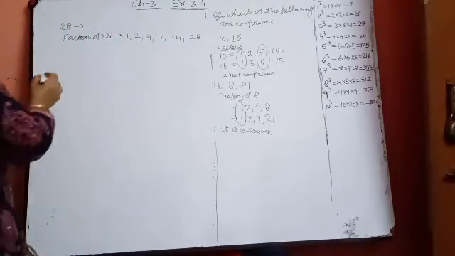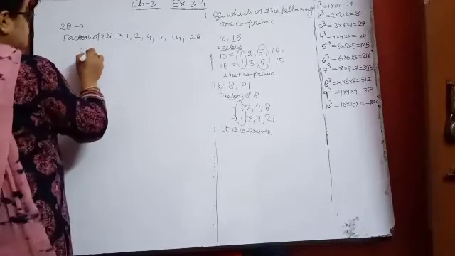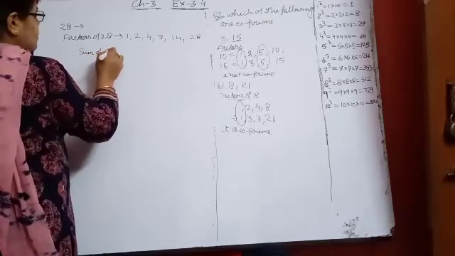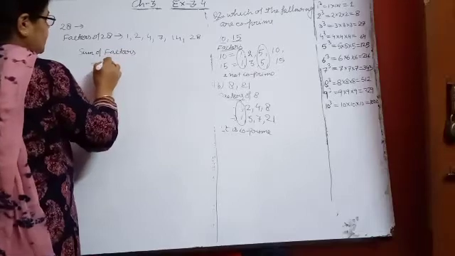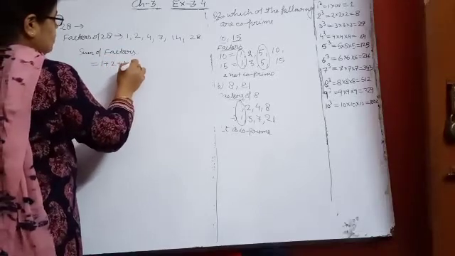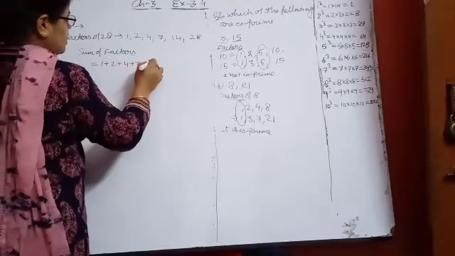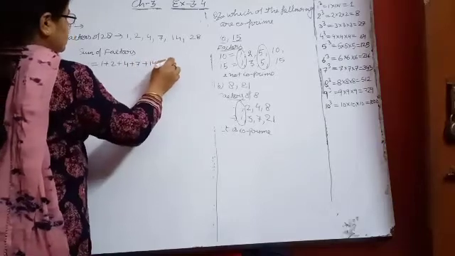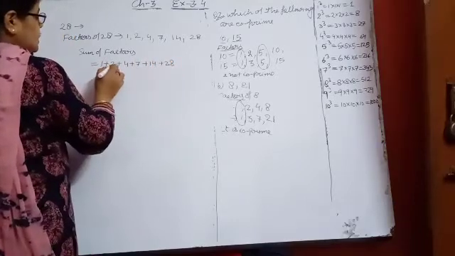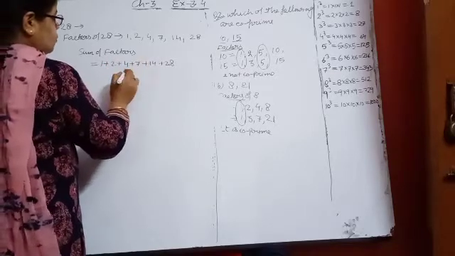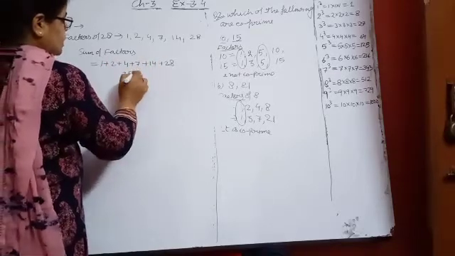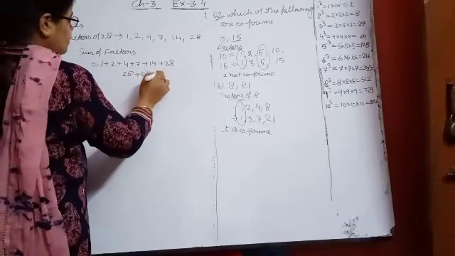If I now take the sum of the factors, the sum of factors is equal to 1 plus 2 plus 4 plus 7 plus 14 plus 28. You can see that 1 plus 2 is 3, 3 plus 4 is 7, 7 plus 7 is 14, 14 plus 14 is 28. At this 28, how much will it be? 56.